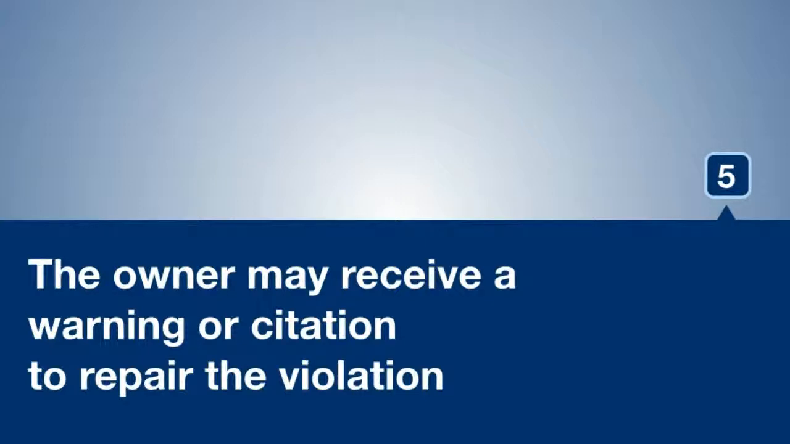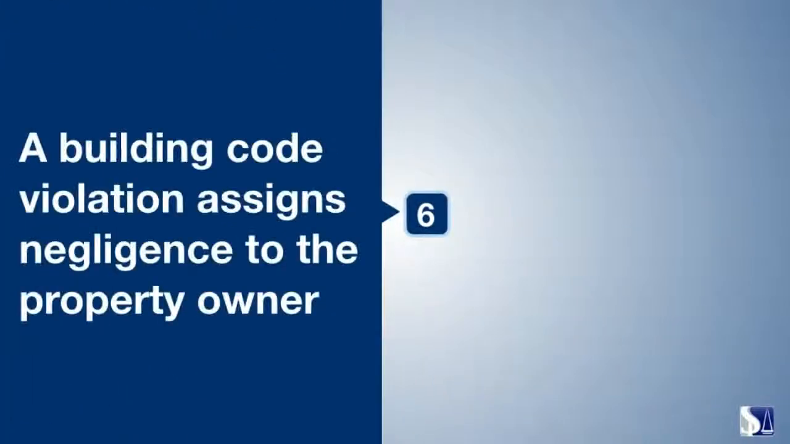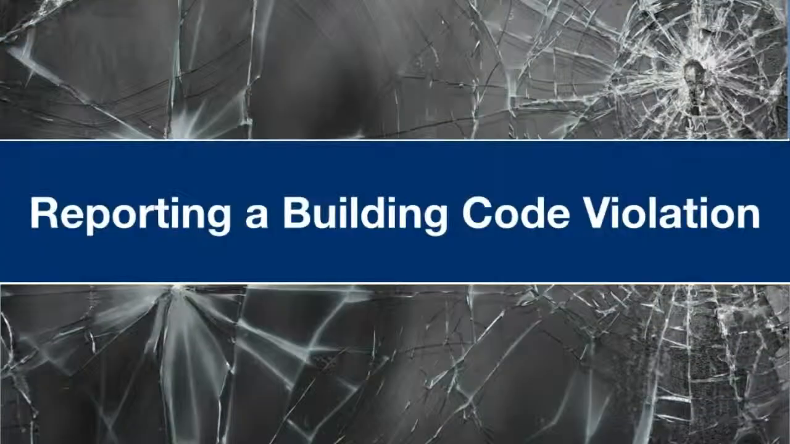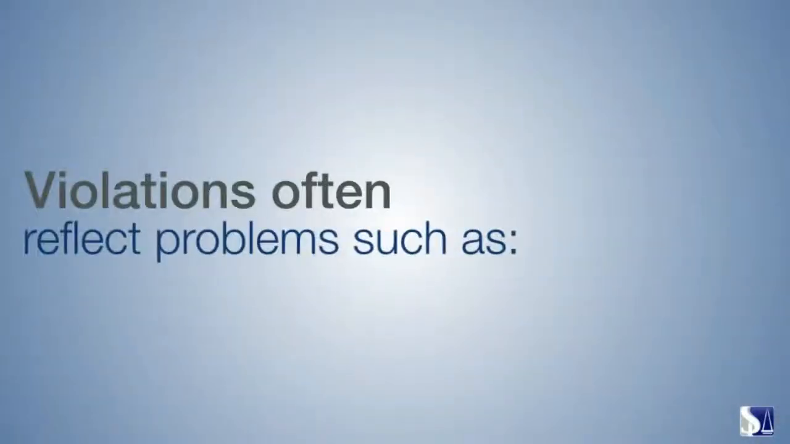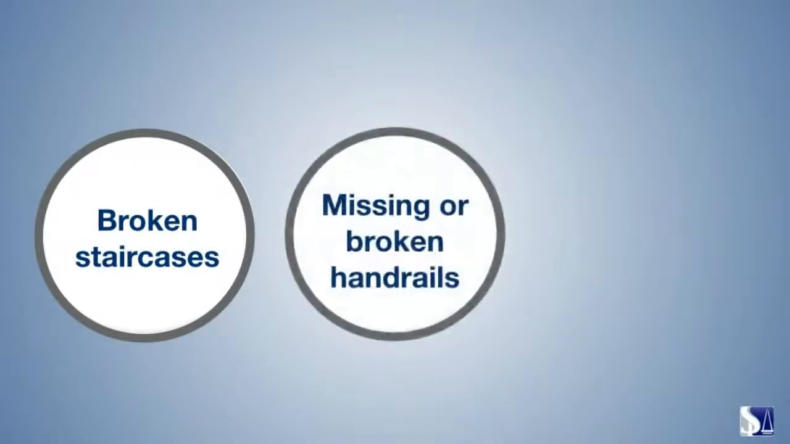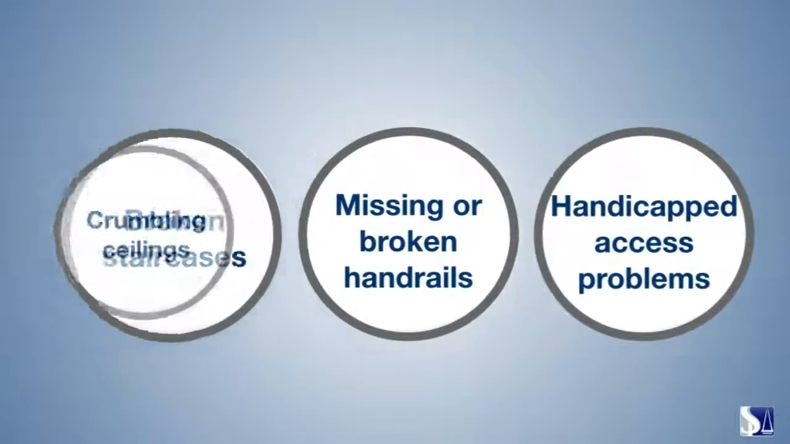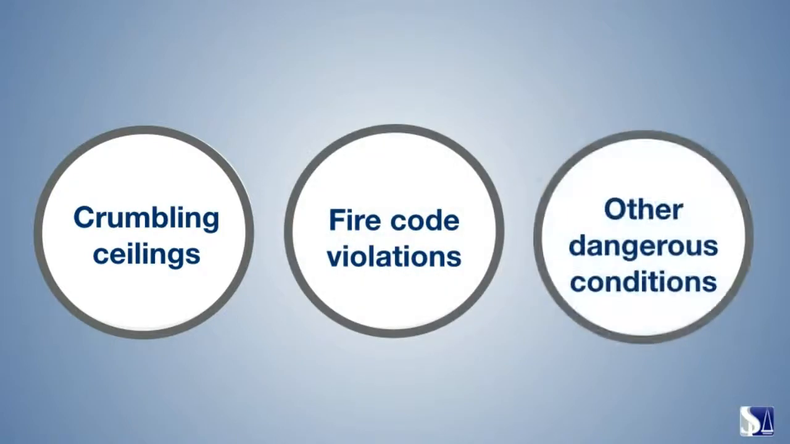In a personal injury claim, the existence of a building code violation immediately assigns negligence to the property owner. The violation publicly highlights a dangerous condition. When an inspector issues a citation, it all but cements the owner's liability. There are many reasons why building code violations would be reported. Building code violations often come to the attention of code inspectors through complaints filed by tenants, their visitors, and people conducting legitimate business on a property. Violations often reflect problems such as broken staircases, missing or broken handrails, handicapped access problems, crumbling ceilings, fire code violations, and other dangerous conditions.